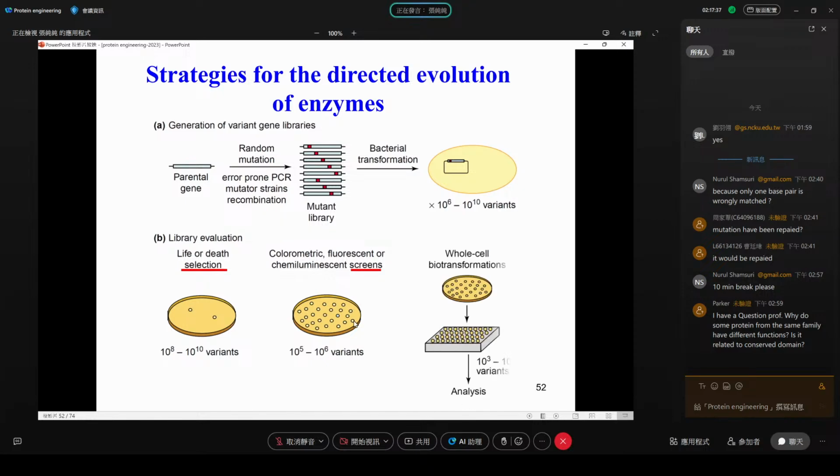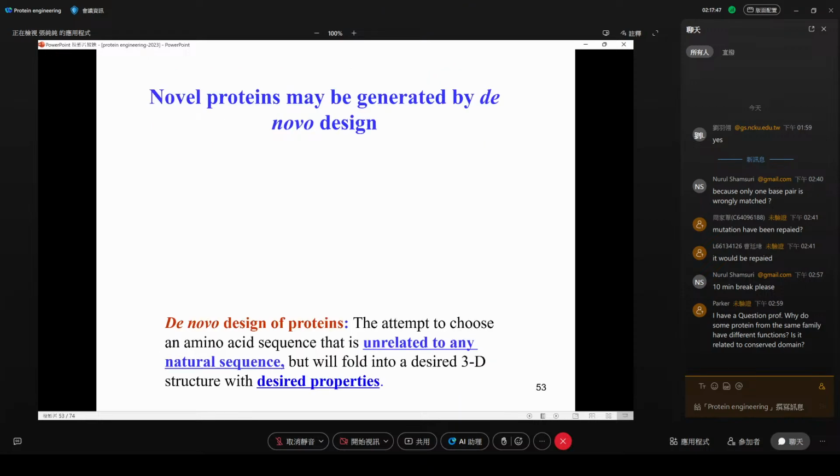Okay. So after that, you will even need a whole cell transformation for the analysis, then pick up your true candidate. Okay. So all the novel protein design through this kind of strategy will be different.